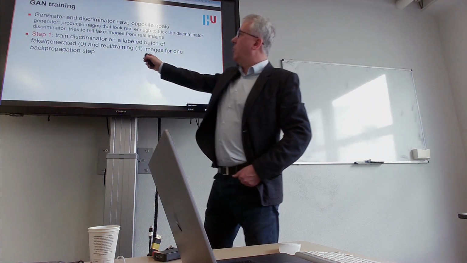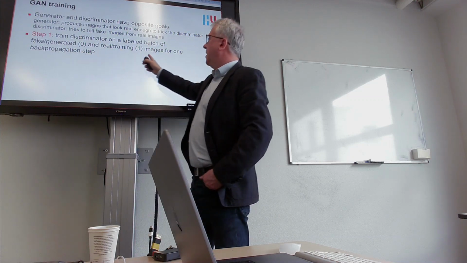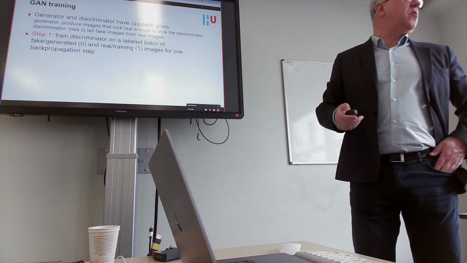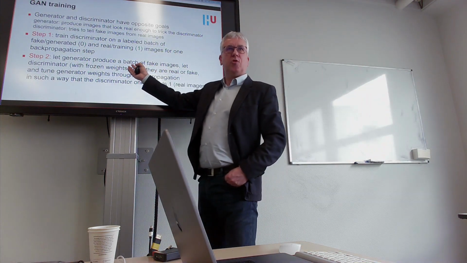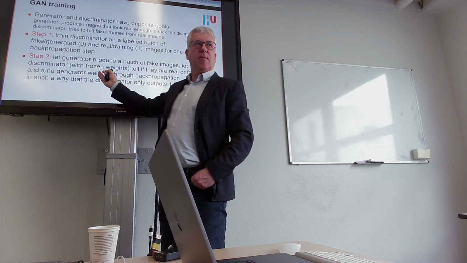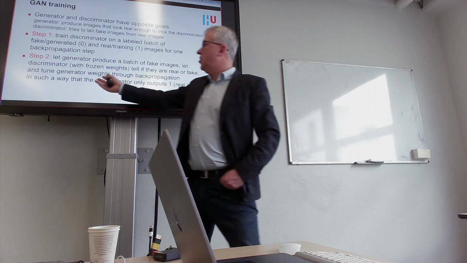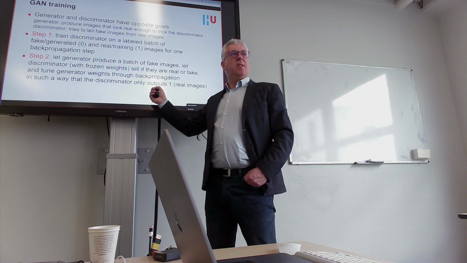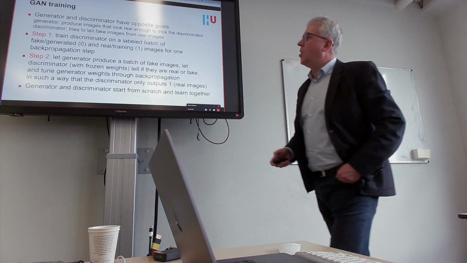So what's happening? First, the discriminator is trained on this labeled batch of fake and real images. That's usual training, binary classification, right? Then step 2, the generator produces a new batch of pictures and lets the discriminator, with frozen weights, tell if they are real or fake. Then we tune the generator, letting it learn from backpropagation in such a way that the discriminator only sees real ones. Okay?